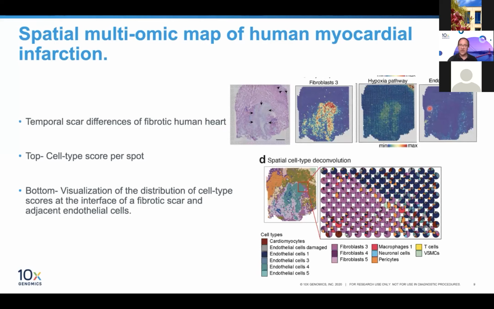And then ultimately on the right-hand side, we can see the endothelial cells. So what we're really starting to do now is understand the biology of the response to the damage in the heart, and we can see the endothelial cells migrating in terms of the wound healing.